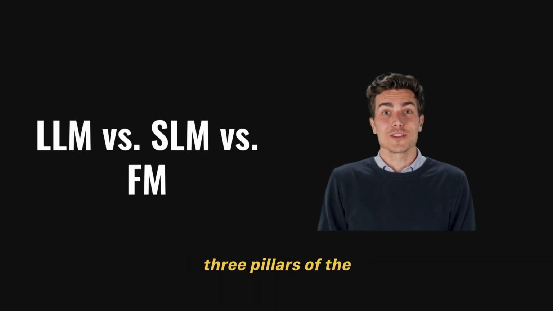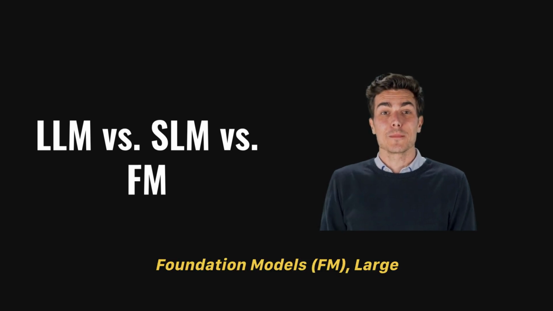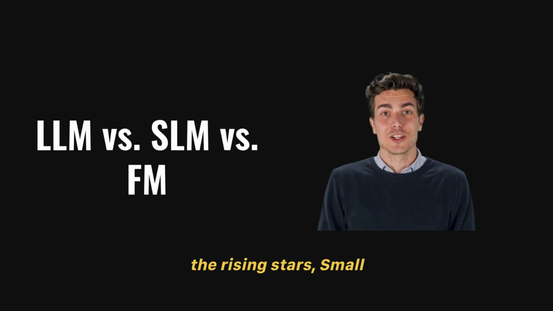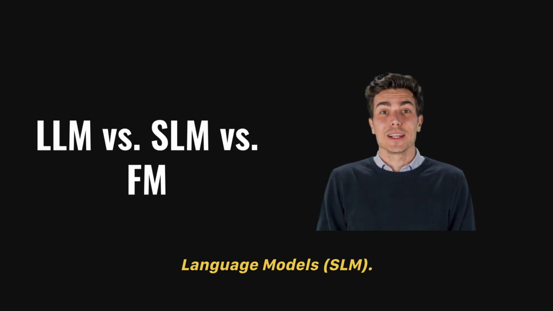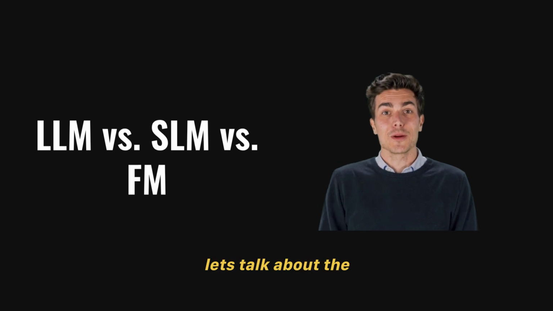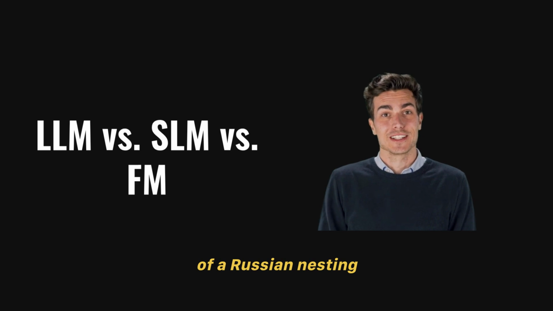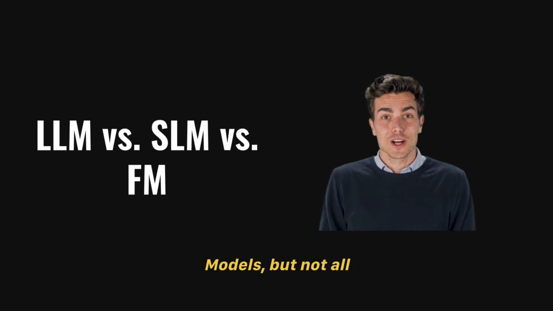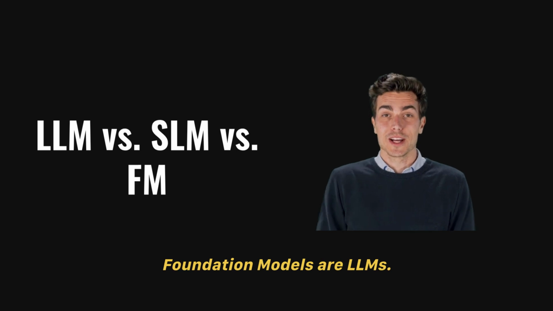We'll break down these three pillars of the AI world: foundation models, FM, large language models, LLM, and the rising stars, small language models, SLM. Let's talk about the hierarchy. To understand these, think of a Russian nesting doll. Most LLMs are foundation models, but not all foundation models are LLMs.